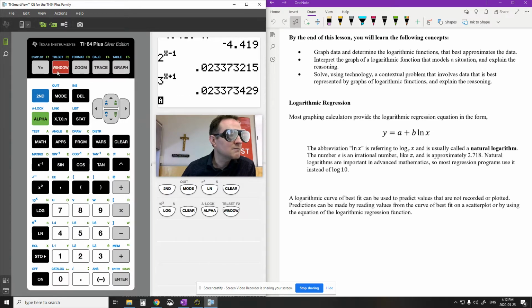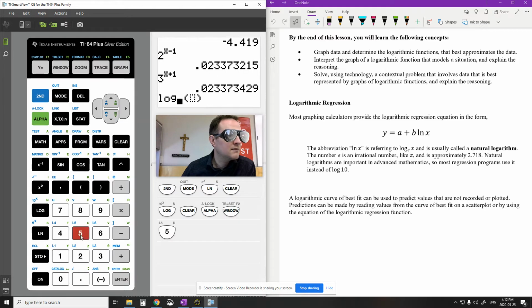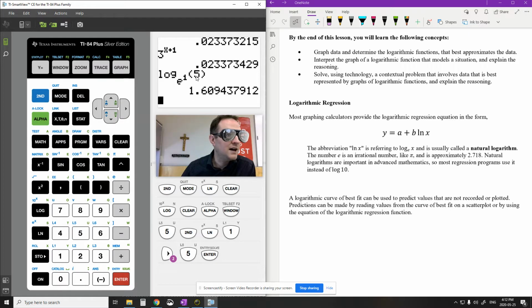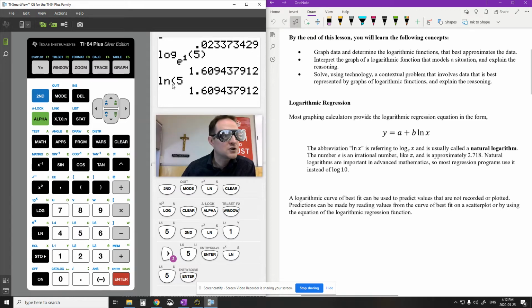So if I go second 5, my base number down here is going to be the e, which is just right above the ln there. So second that. So that would be the same as a natural log. Like I think I showed this before, natural log of 5 and the natural log of 5, they are the same thing. It's just a shortcut.